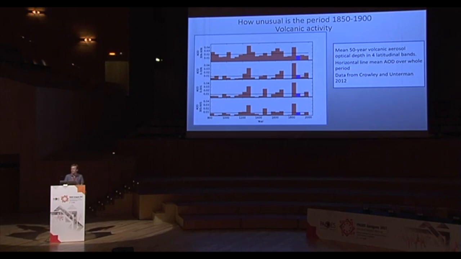So how reasonable is it to use an 1850 to 1900 baseline? How unusual is this period? If you look at volcanic activity, using the Crowley and Unterman data set, here we're plotting the mean of 50-year chunks of volcanic AOD in the four latitudinal bands defined in their data set. We've highlighted 1850 to 1900 in blue, and this is all the historic volcanic aerosol. As you can see, perhaps 1850 to 1900 is not that unusual compared to the long-term mean of volcanic activity.